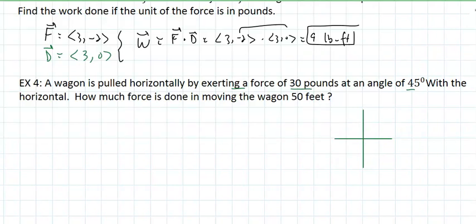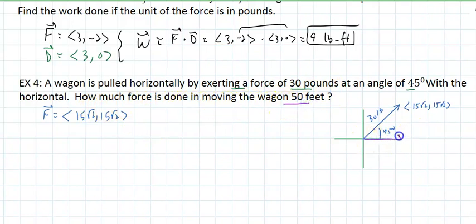So here we are. I'm pulling in this direction. If this is 30 pounds and this is 45 degrees, wouldn't you say that the force is actually the cosine of 45 times 30, which is 15 radical 2? 15 radical 2. And I want the distance. How much work is done by moving the wagon 50 feet?